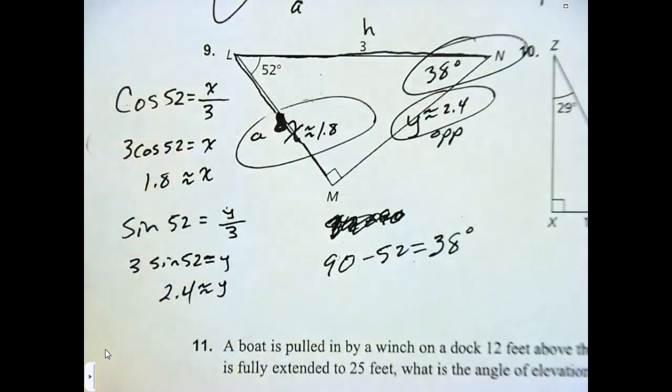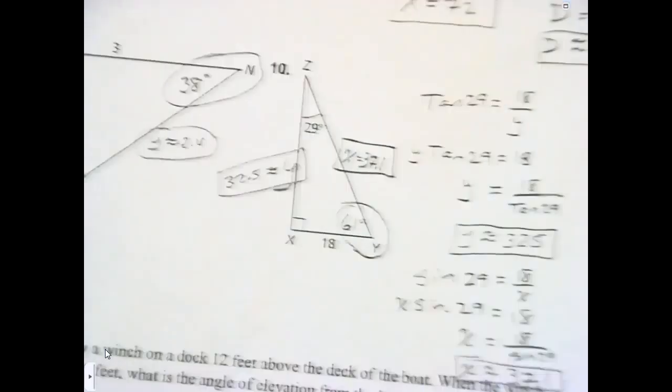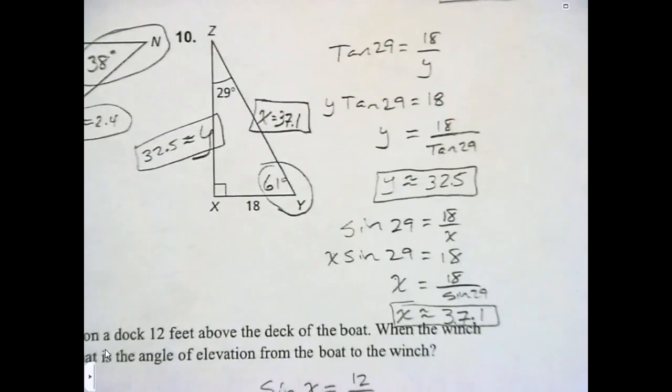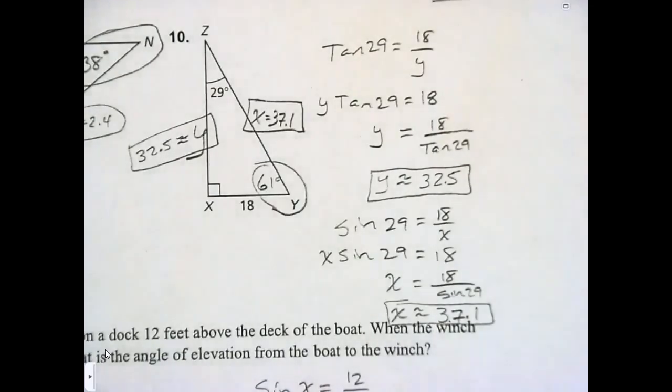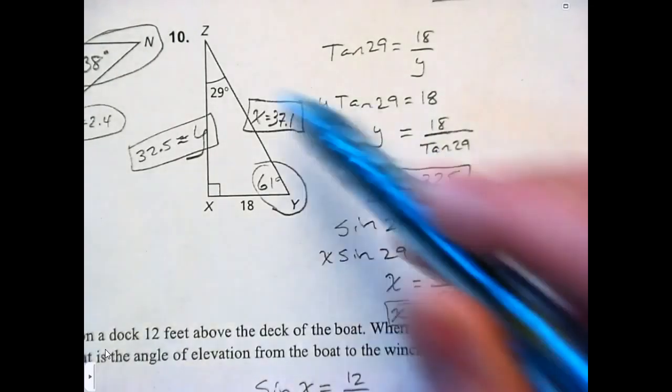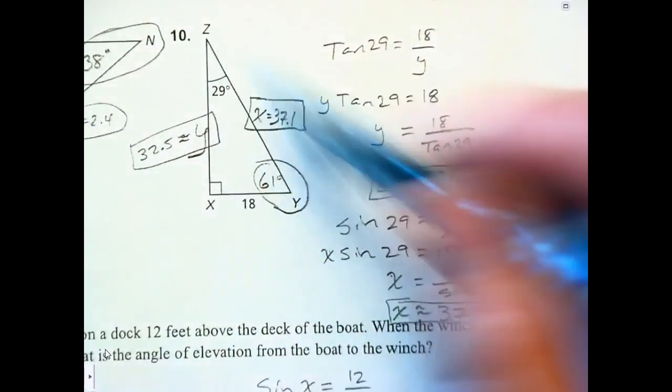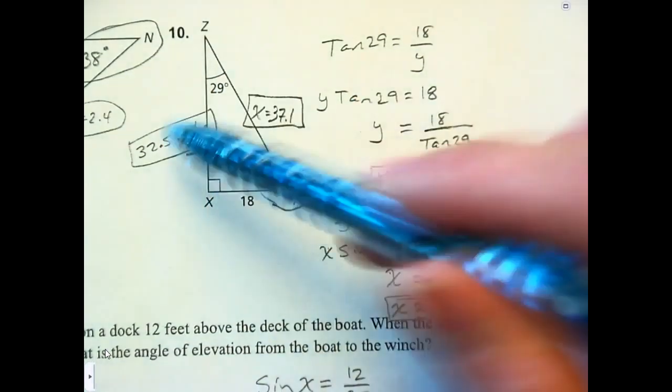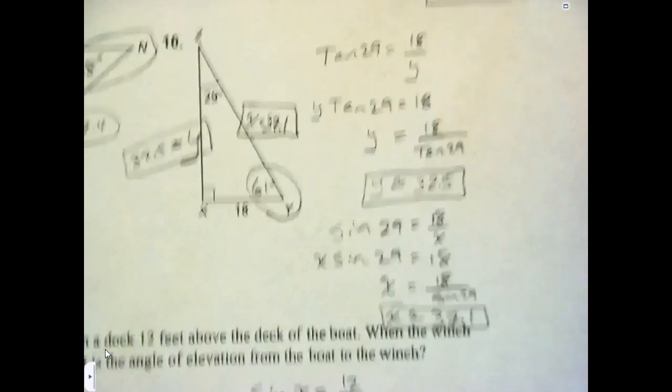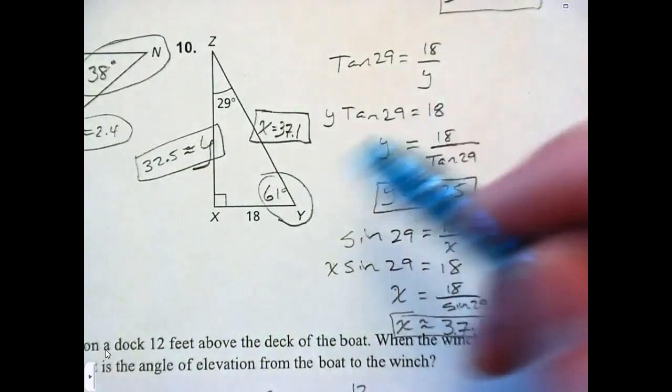Okay, I'm going to go ahead and put up the answer for the last one. You haven't seen it yet. Okay, how many have finished the last one? Number 10? Okay, here is the work for number 10. So side zy is 37.1, side zx is 32.5. Okay, our angle is 61.